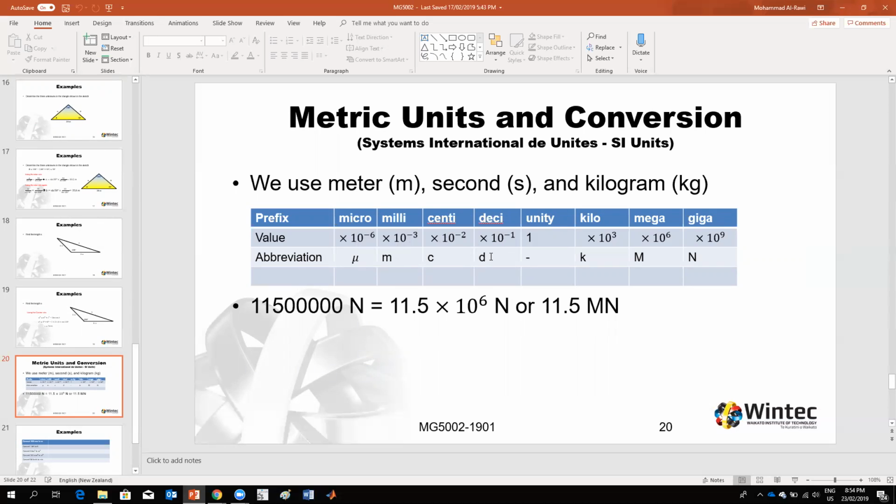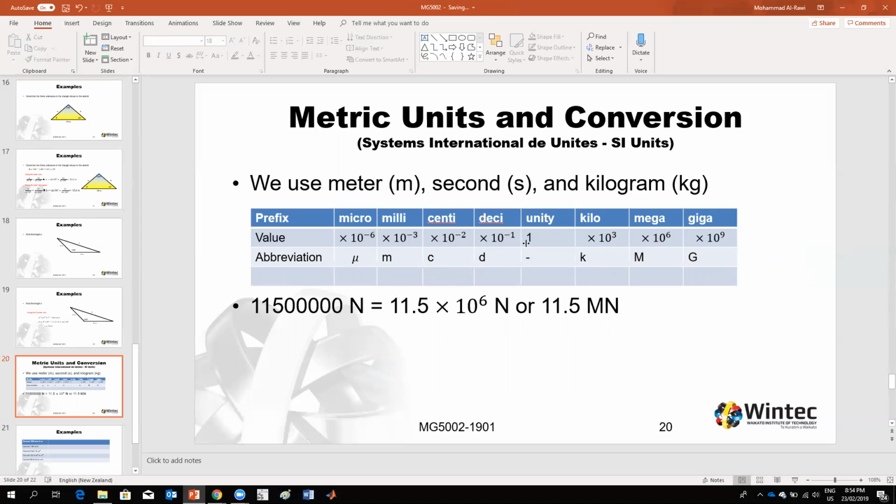If it's deci, 10 to the power minus 1, D. We hardly use this one, but you need to be familiar with it. And one is unity. Kilo is 10 to the power 3, okay, the simple. Mega is 10 to the power 6. And giga, again, this should be G, which is 10 to the power 9. So these prefixes are very well known to us as a scale.